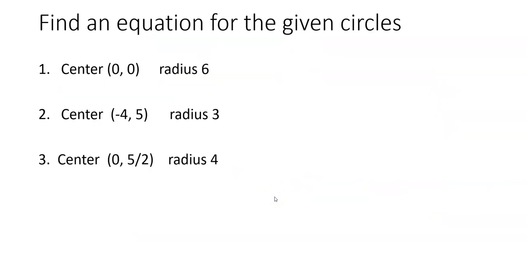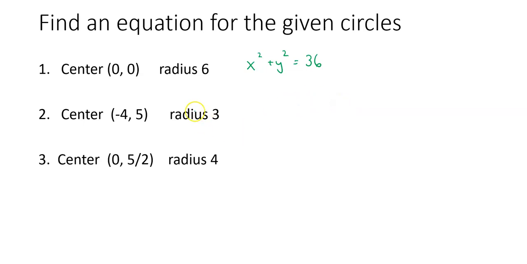All right, this says find an equation for the given circle. So now it's just a matter of taking our formula and applying the information we have. So the center of 0, 0 is easy. X squared plus y squared equals r squared. R is 6. R squared is 36. Done.